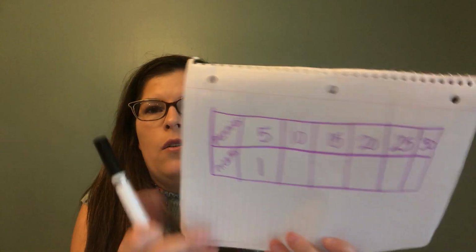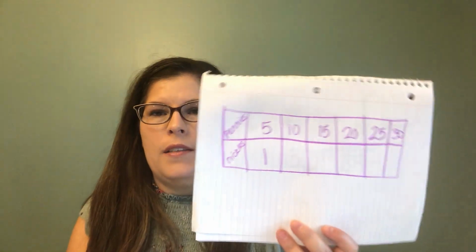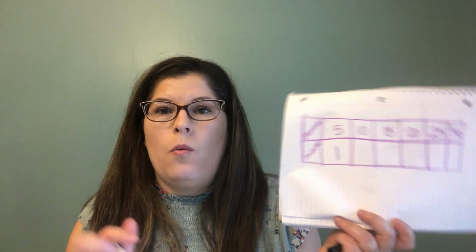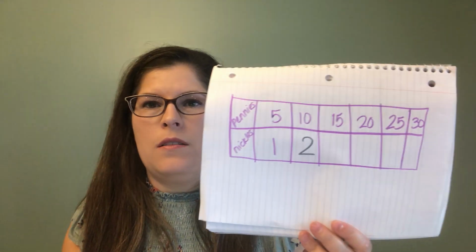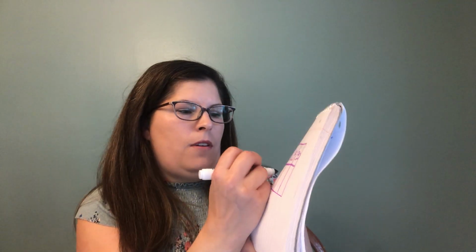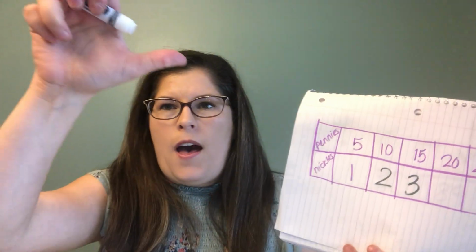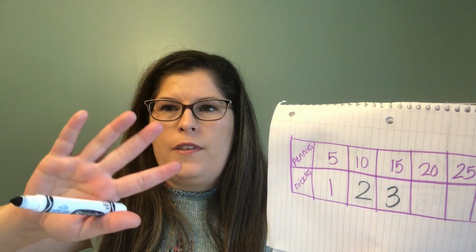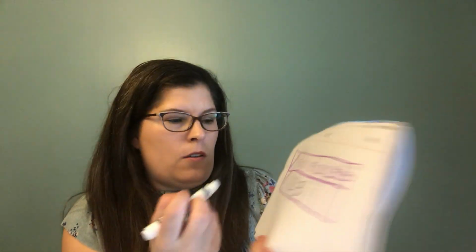So 5 pennies equals 1 nickel. 1 nickel equals 5 pennies. But what if you had 10 pennies? How many nickels would that be? Well, it's 5, 10. That'd be 2 nickels. Okay, well, what about 15 pennies? 5, 10, 15. Okay, so that's 3 nickels. Okay, what about 20? 5, 10, 15, 20. Can't do it with my marker. 4 nickels.